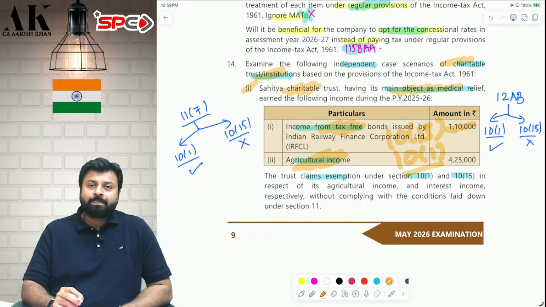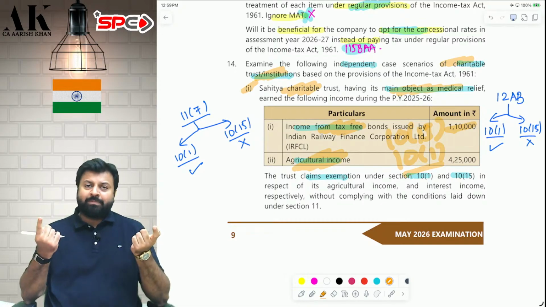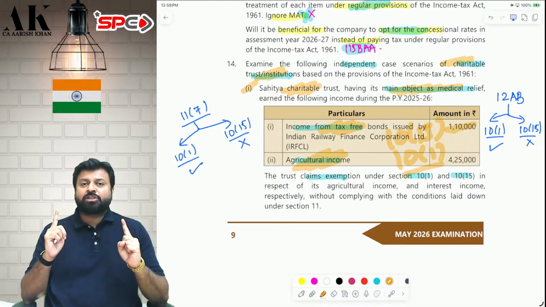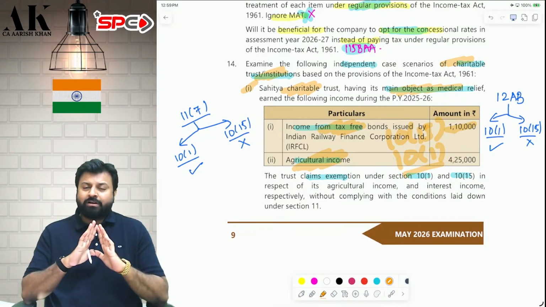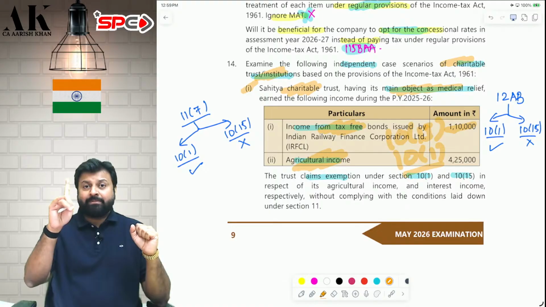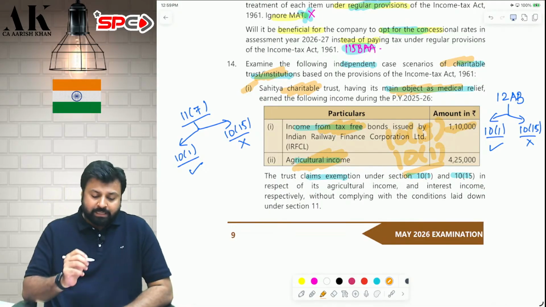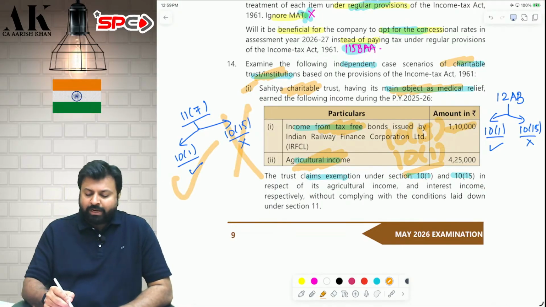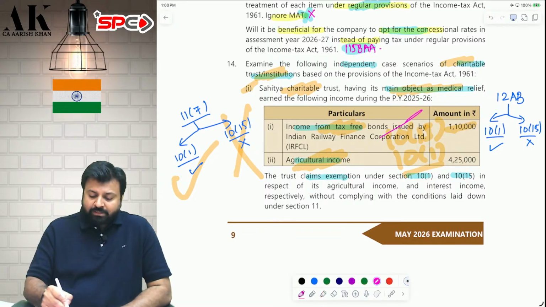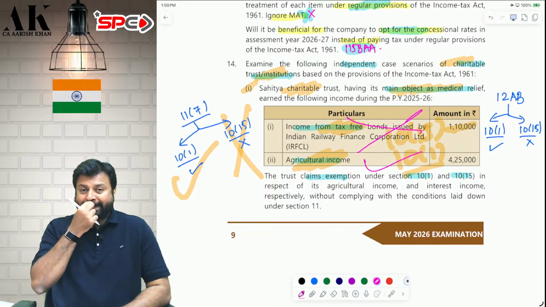The answer is no. I have told you this earlier also in an earlier RTP, that if you are a charitable trust registered under 12AB, then you cannot claim any exemption under section 10 except 10(1). 10(1) you can claim. Therefore, in this case, you can claim 10(1), 10(15) you cannot claim. Therefore, in this case, the first one you cannot claim, the second one you can claim. I hope it is clear to all of you.